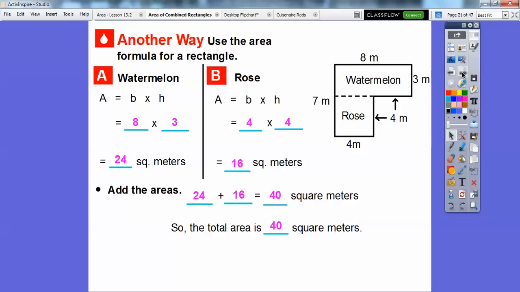Don't forget, area is always in square units. In this case, it's in m. This little m means meter, so square meters.